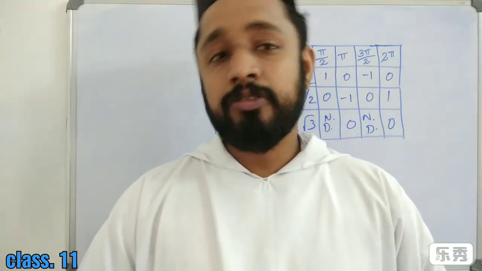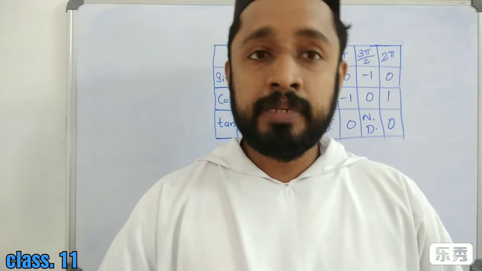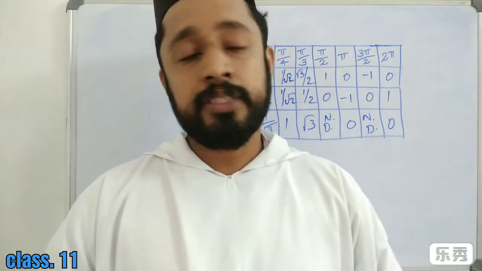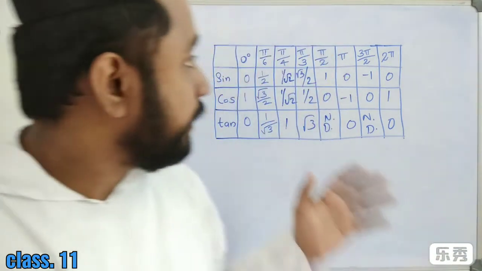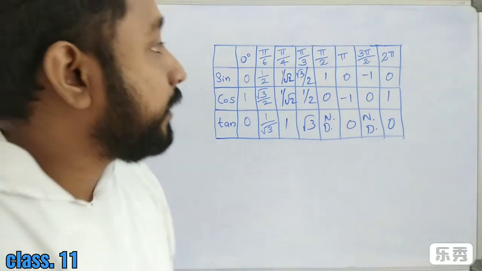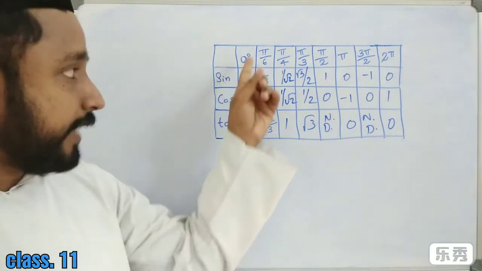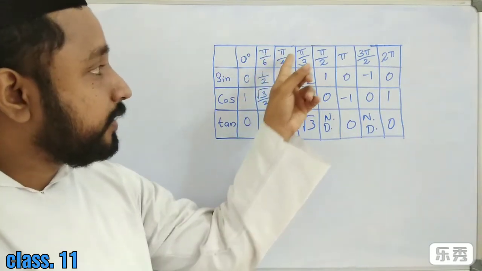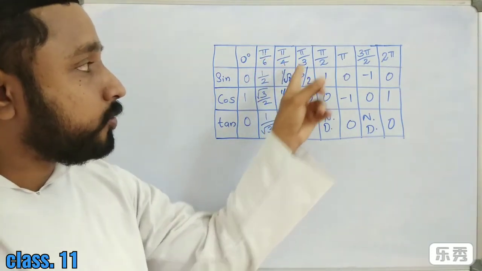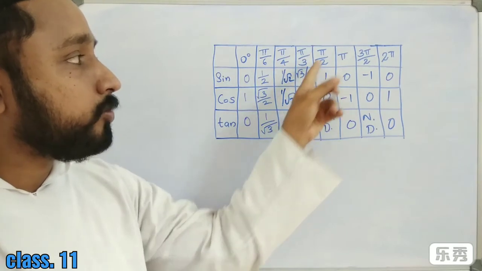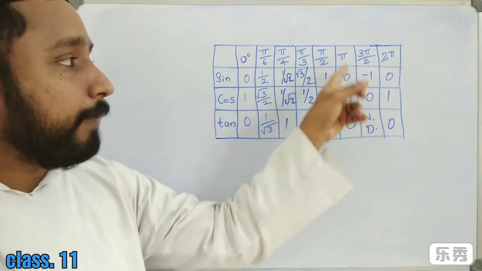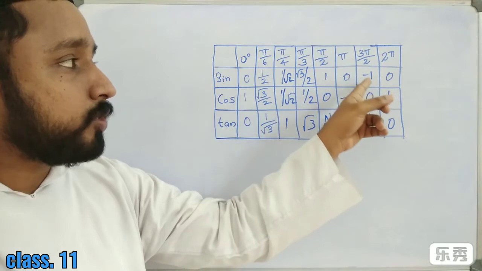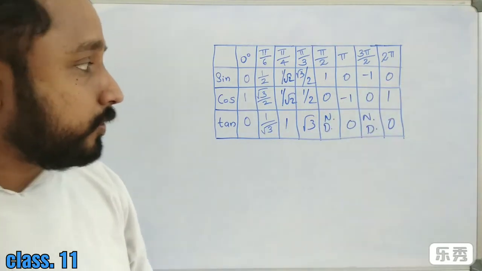We studied how to change radian measure into degree measure and degree measure into radian measure. We also studied radian measures of trigonometric ratios. This means sin 0 is 0, sin pi by 6 is 1 by 2, sin pi by 4 is 1 by root 2, sin pi by 3 is root 3 by 2, sin pi by 2 is 1, sin pi is 0, sin 3 pi by 2 is minus 1, and sin 2 pi is equal to 0.